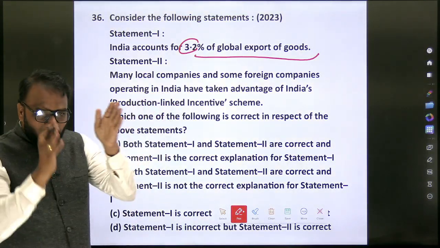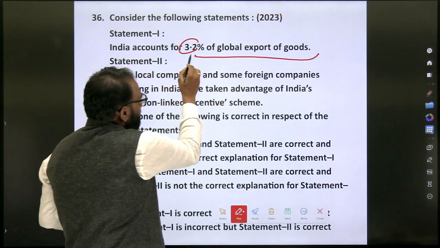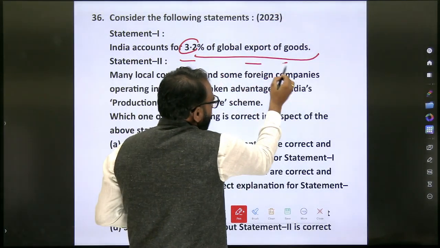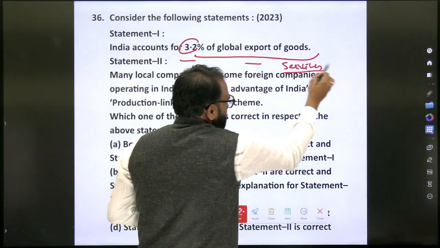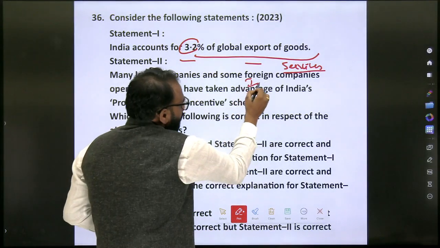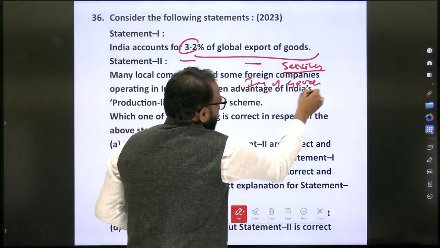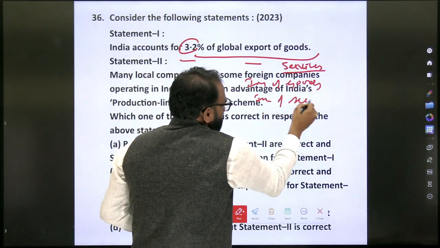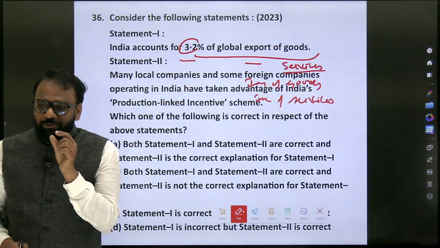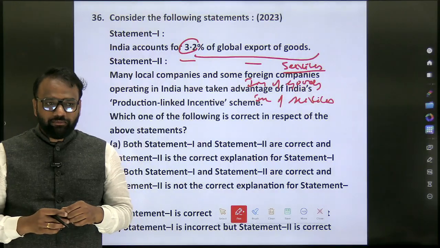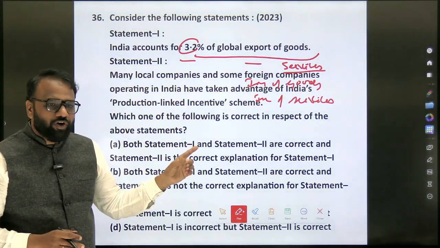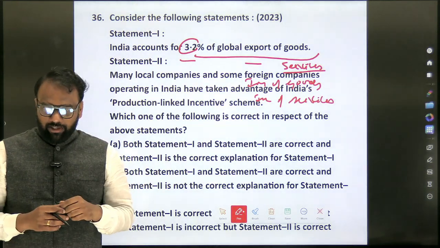What you can do here is compile a table. India accounts for dash percentage of the global export of goods. Dash percentage of the global export of services. Next, India accounts for dash percentage of the global import of goods, and import of services. Once you prepare this list, these four absolute values you will learn by heart. Generally in other cases, absolute values are not important, but here these four data you will learn by heart.